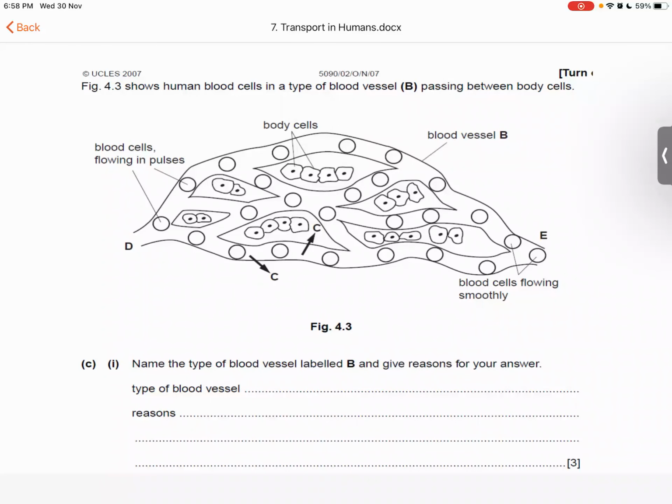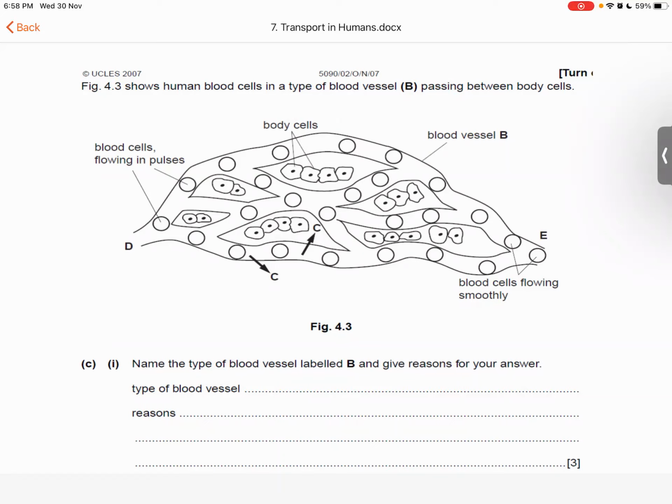Name the type of blood vessel labeled B and give your reason for it. Okay. Is the blood vessel B a capillary? Hmm.